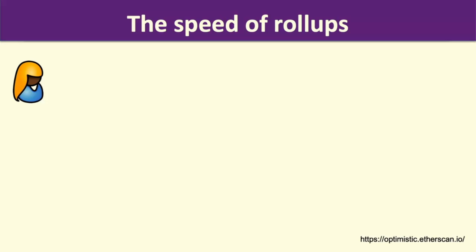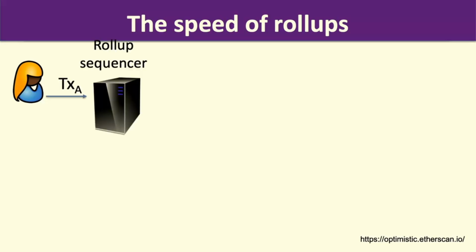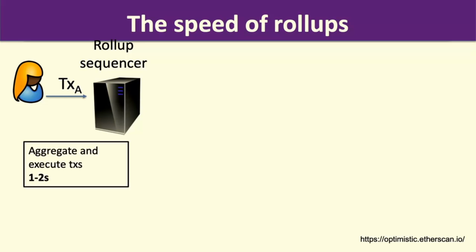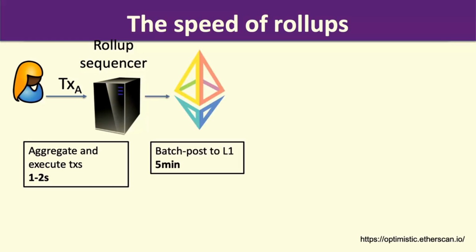Well, let's dive into it. What needs to happen? She needs to send her transactions to the rollup sequencer. The sequencer aggregates and executes these transactions. I took these numbers from Optimism, but they're roughly similar for all of these systems. This takes like 1 or 2 seconds, and then the rollup sequencer has taken these transactions and executed them. It can even be faster sometimes.